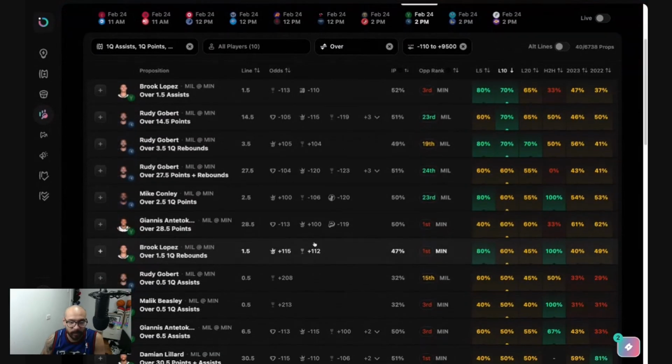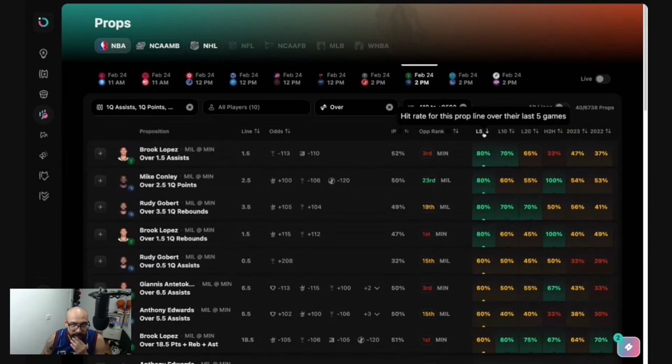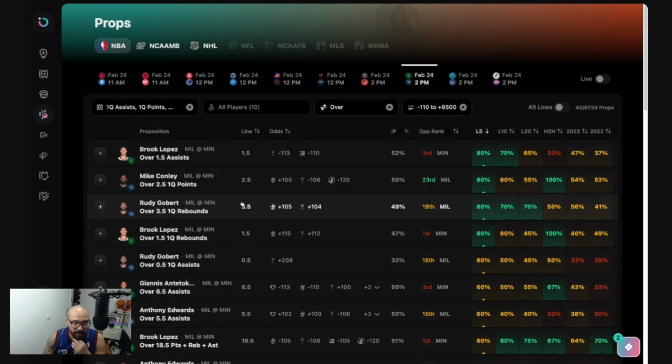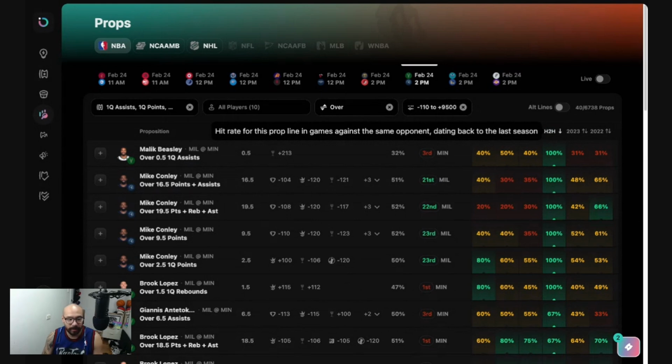Mike Conley. We've looked at Brook Lopez rebounds already. And then, yeah, there's nothing else screaming out to me. Filtering by the last 5 games, we see much of the same props that we've been through. And if we look at the head-to-head, there's not too much happening here either. All right, so let's check the unders for this game.